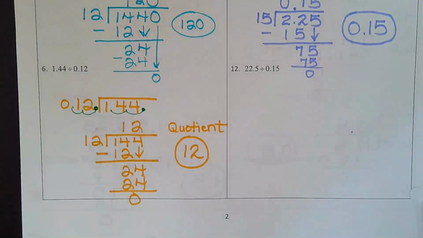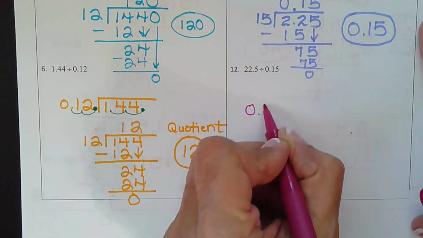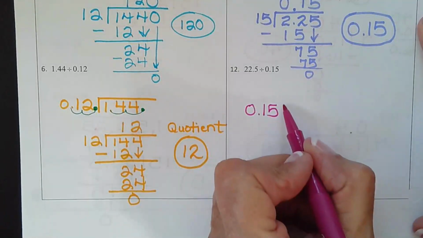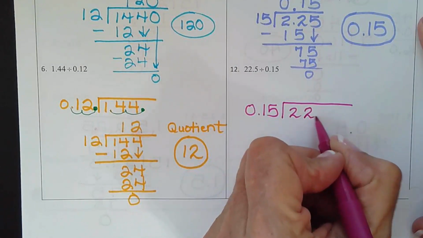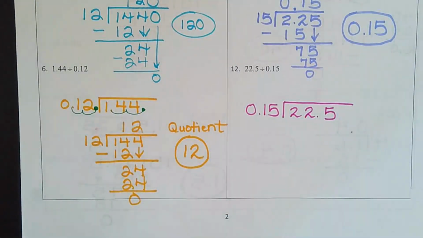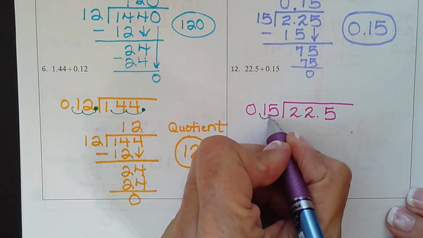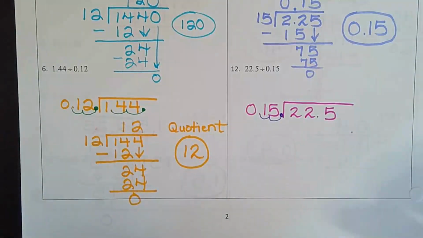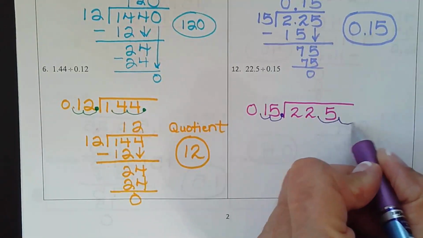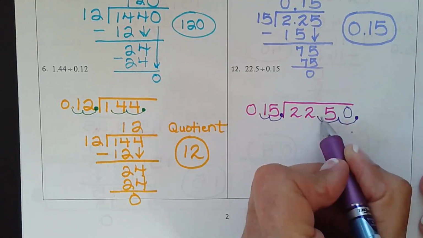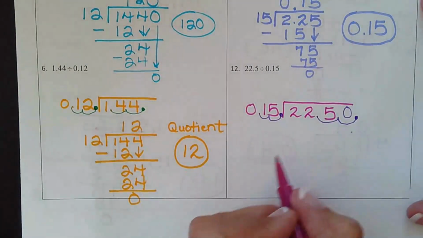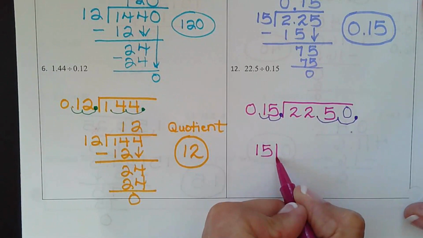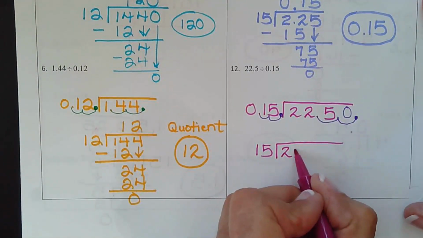Okay, last one. And we're finally done with this. So 0.15 will be my divisor. 22.5 will be my dividend. Looks like we're going to have whole number division again. This one goes over 2 places to make it a whole number. So this one has to go over 2 places, which means I need to add a 0. One place is 5, the second place is 0, so now I have 2 whole numbers. I'll be dividing 15 into 2,250.